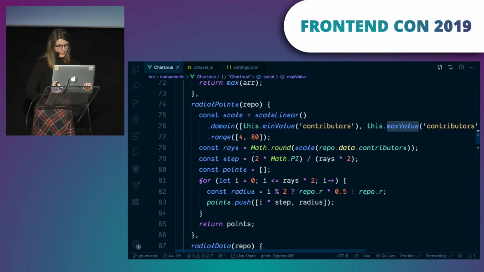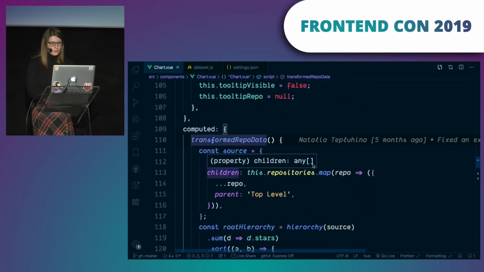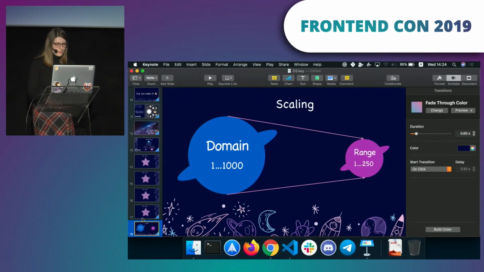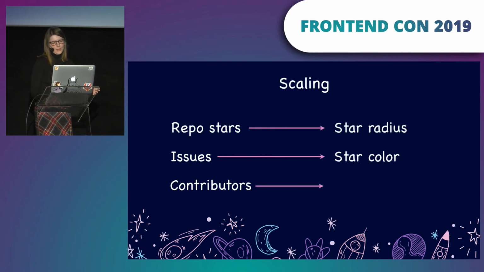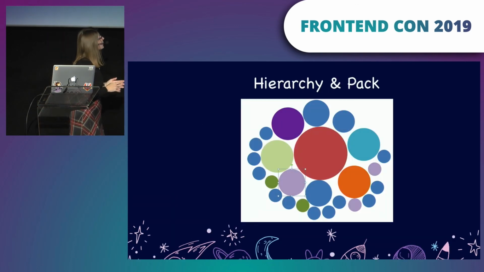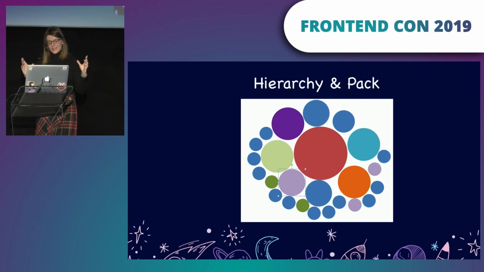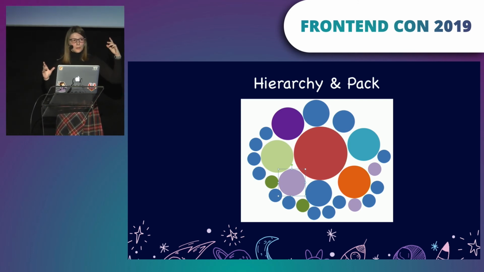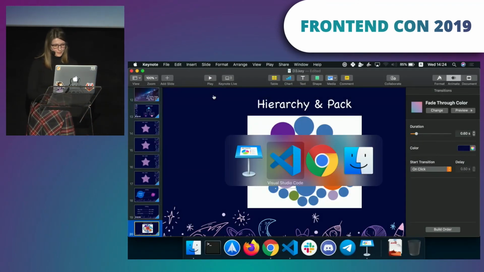Next, let's take a look at computed first. So here we're transforming repository data. And why are we doing this? Because we want to do this. We already did, so I will just skip it. And what do we do here? First, we want to build a hierarchy. We take in the array of repositories. They will be on the same level, but we need to find out what is the biggest star, what the lowest, and we need to pack them nicely. That's why we transform the data here.